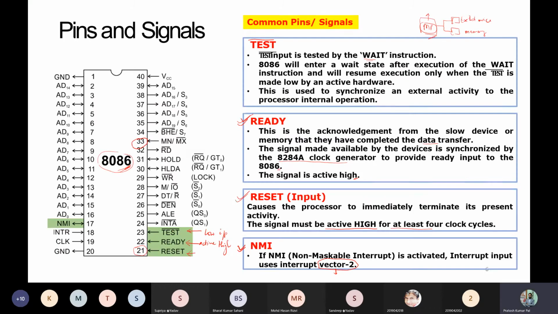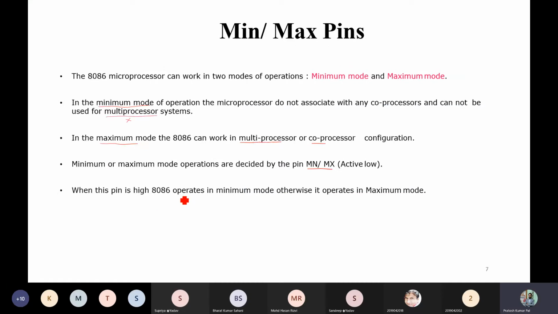When the pin is high, 8086 operates in minimum mode, and when it is low, the maximum mode is activated.